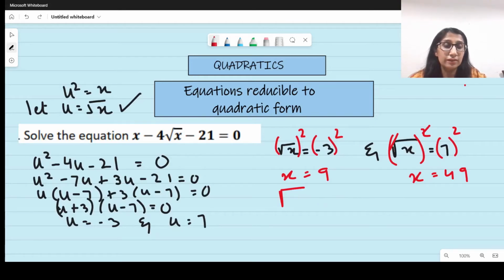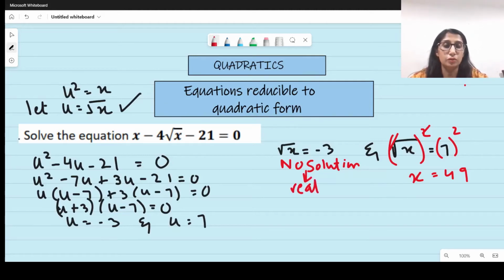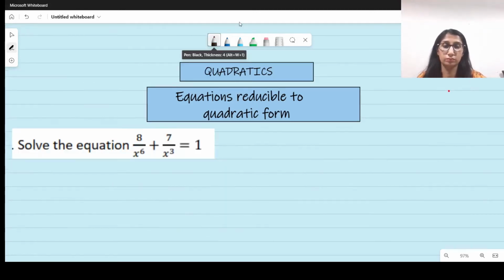So in this case, you just need to take a look at this question and write no solution with this equation. Why? Because no such real number exists whose square root is minus 3. So you either write no solution or better write no real solution. So yeah, that's it with this question. Let me copy the next one.